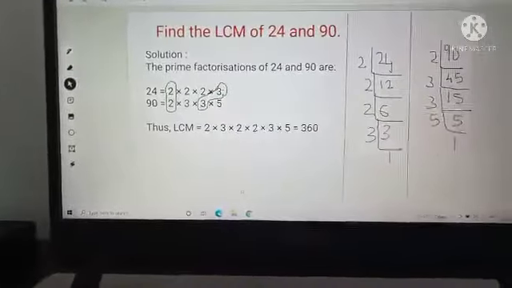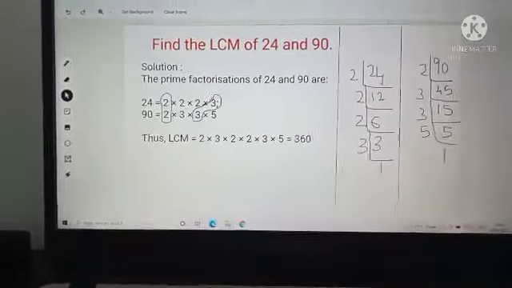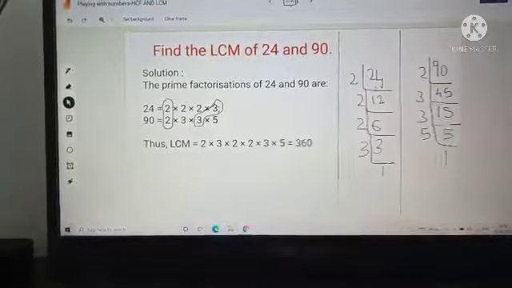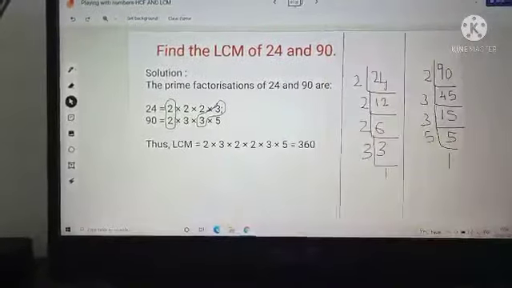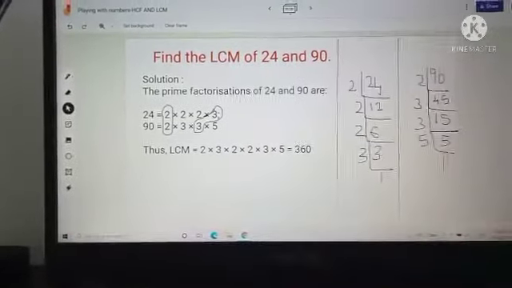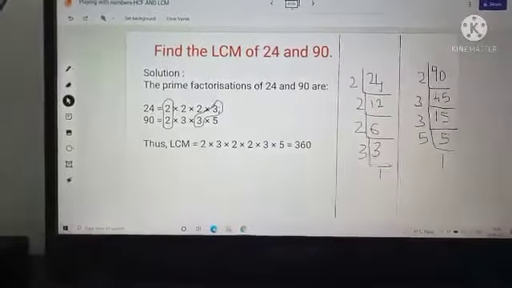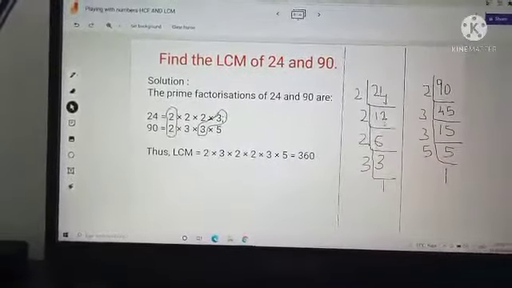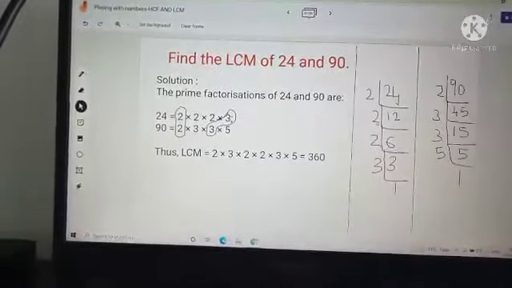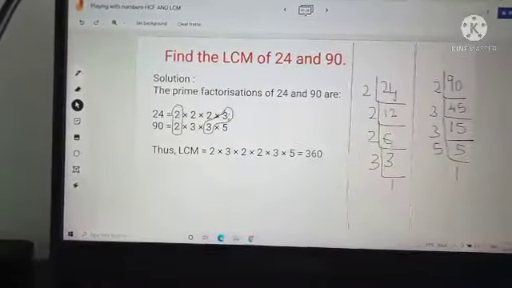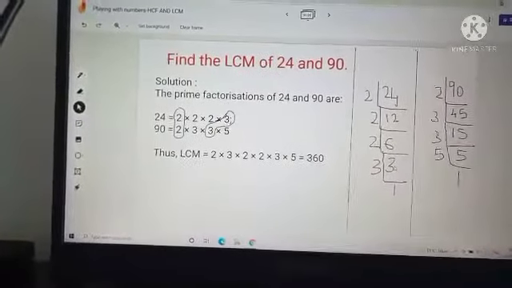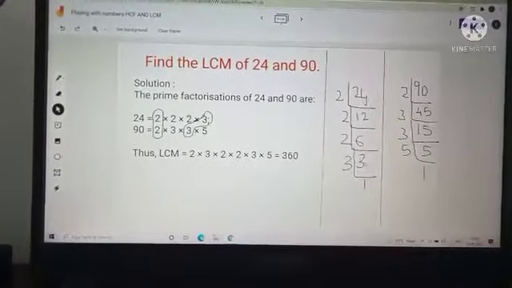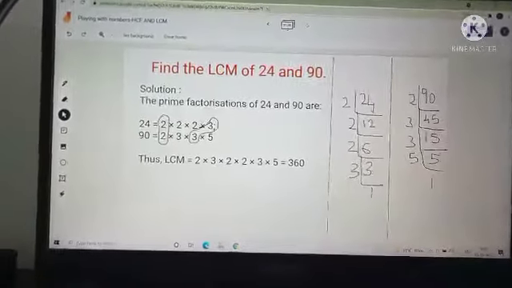Let's find the LCM of 24 and 90. First of all, we have to do the prime factorization of 24 and 90. I take 24. First we divide with 2, the smallest prime number. Then 12 will come. 12 I divide with 2. Then 6 comes. 6 I divide with 2. 3 comes, and 3 I try to divide with 2, but the remainder is other than 0. So I can't divide 3 with 2 exactly.